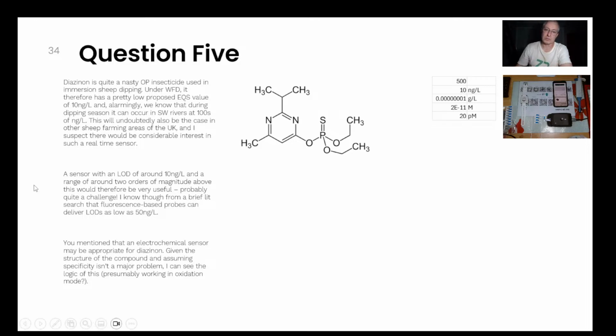So first things first, this molecule is intrinsically electrochemically active. The kind of concentrations they're talking about, 10 nanograms per litre, 100 nanograms per litre is in here as well, and 50 nanograms per litre. These are approximately in the range of picomolars, tens of picomolars. So that's quite low concentration.